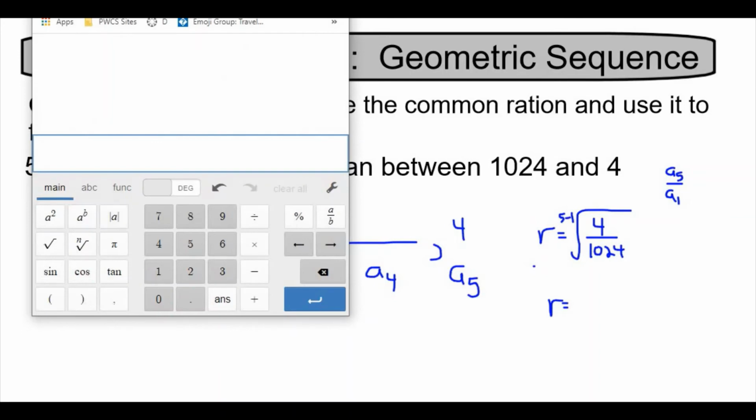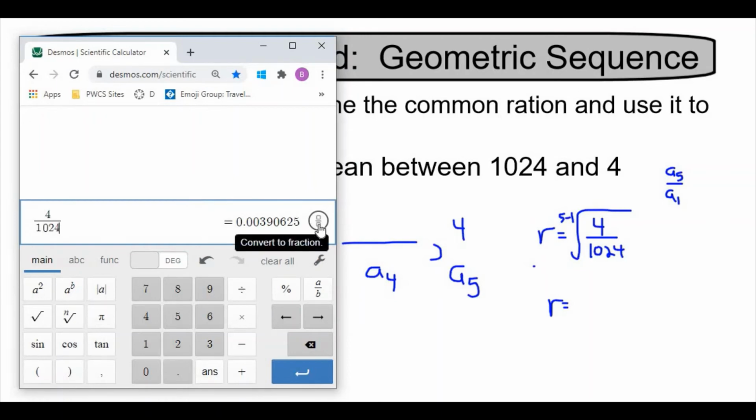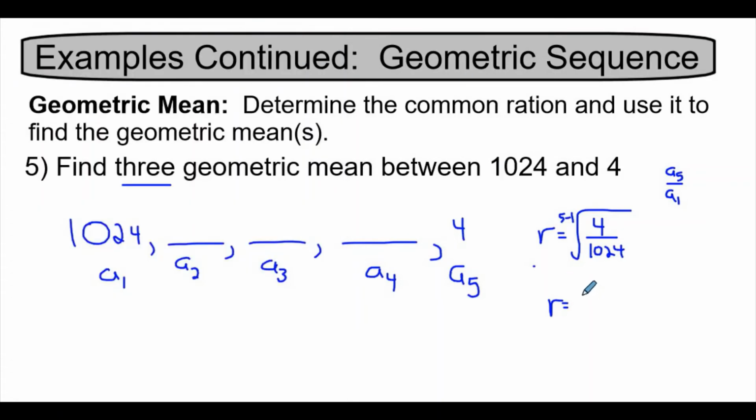So let's take a look at how to find this common ratio. The first thing we're going to do is divide 4 by 1024 to reduce that fraction. If you're using an online calculator like Desmos, there's a little toggle button that says convert to fraction. So that's 1 over 256. And so this comes out to the 4th root of 1 over 256.